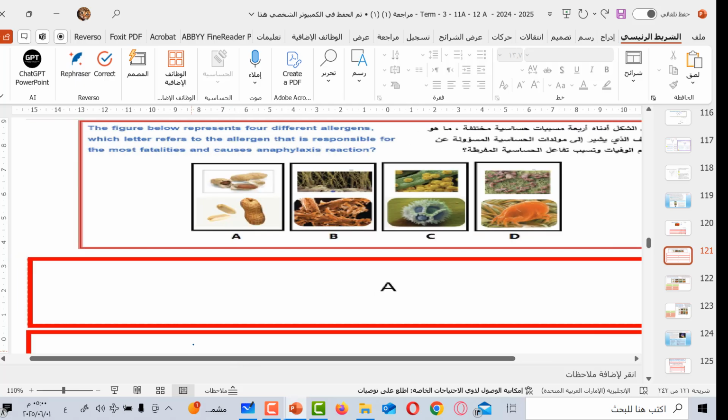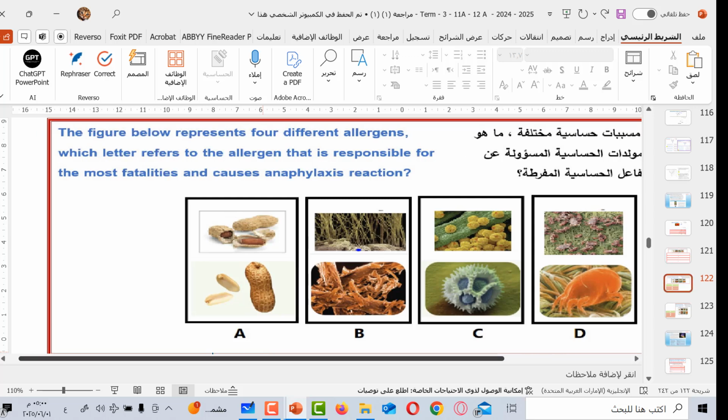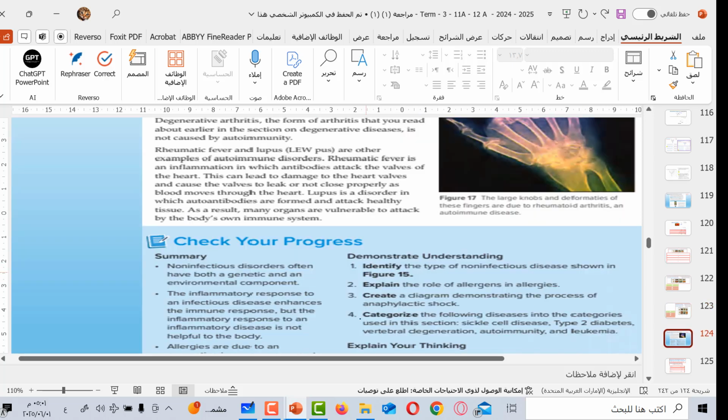هنا بيسأل على اكتر واحد بيسبب وفيات أو تفاعل حساسية مفرطة، زي ما قلنا اللي هو البيناتس. نيجي هنا مثلا بيسأل the figure below represent 4 different allergens, which letter refer to the allergen that is responsible for the most severe and causes anaphylaxis reaction. طبعا زي ما قلنا A هو الإجابة الصحيحة.